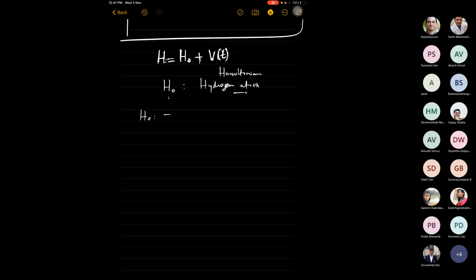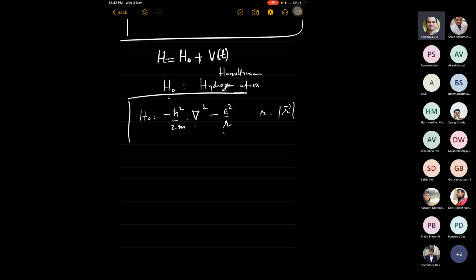H naught is minus h cross squared by 2m, the gradient squared, minus e squared by r, where r is the radial vector, the magnitude. r is the mod of r bar, and the gradient squared is just the Laplacian, which you have to write in spherical polar coordinates. So now you have the Hamiltonian H naught, and we can solve H naught phi_i equal to E_i phi_i, and that basically solves the hydrogen atom problem.